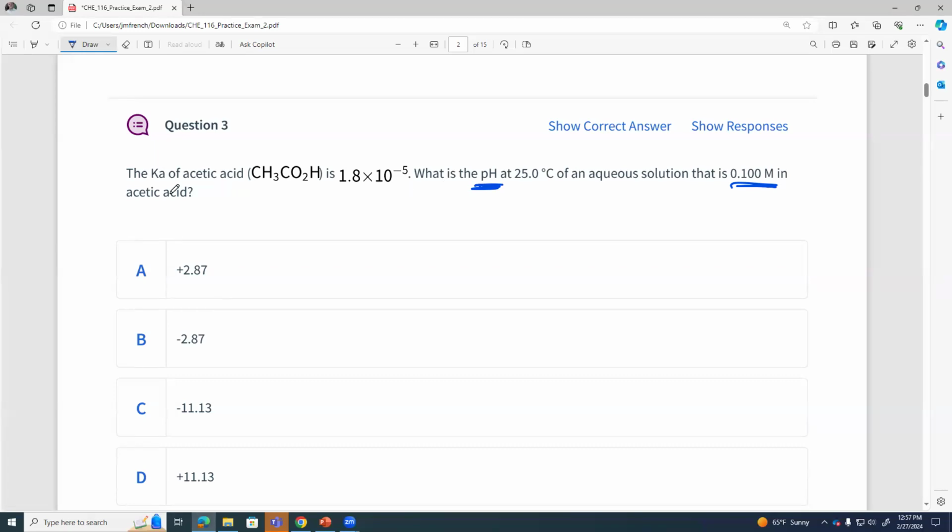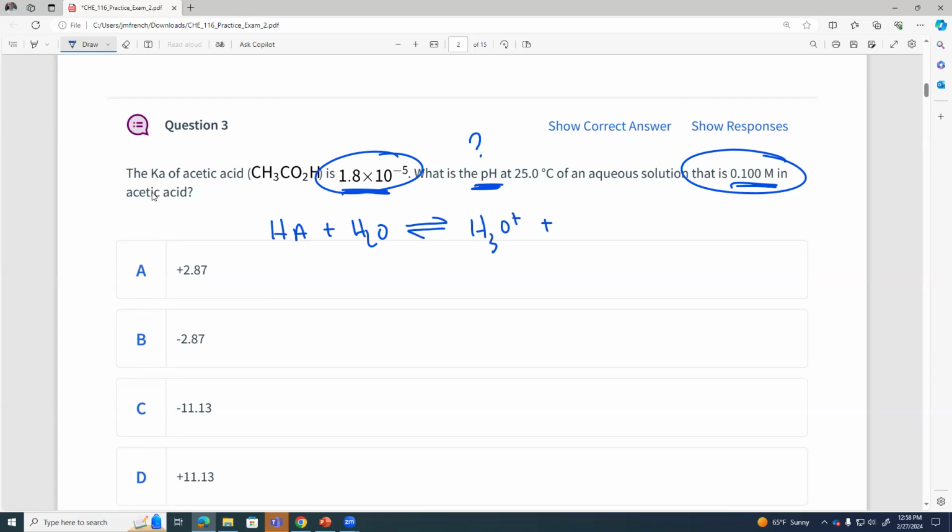So I give you the Ka, I give you a concentration and ask you for our pH, right? So any weak acid, right? Any generic weak acid reacts with water to form hydronium and the conjugate base.